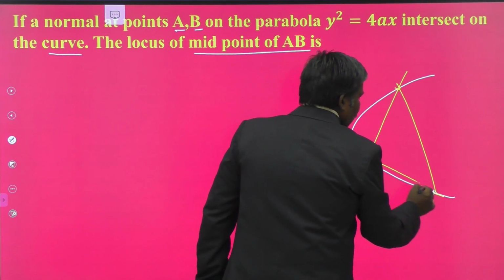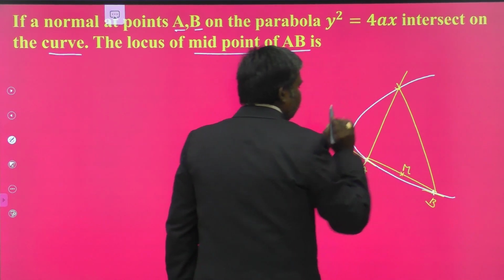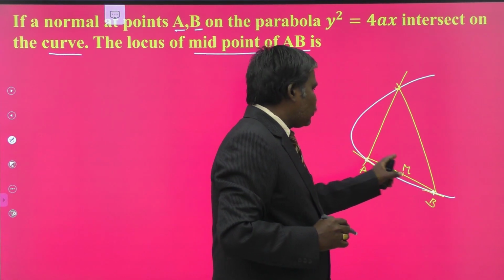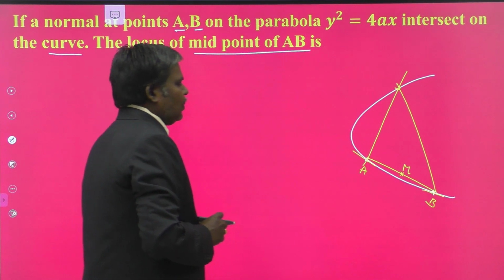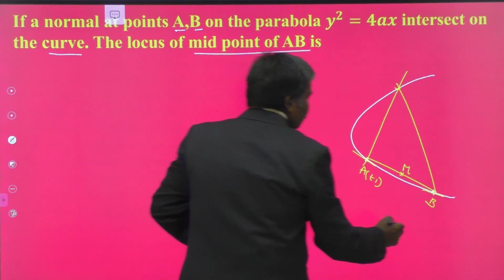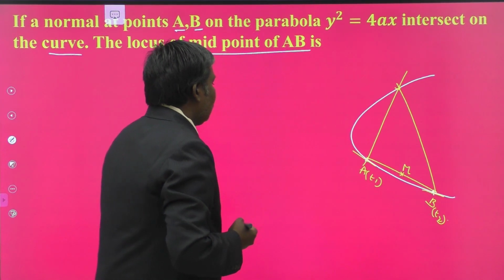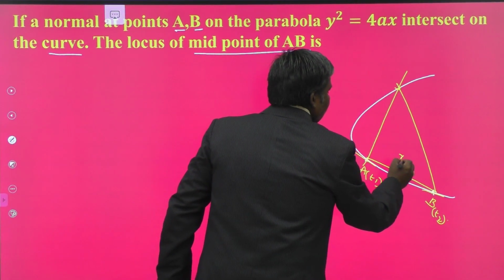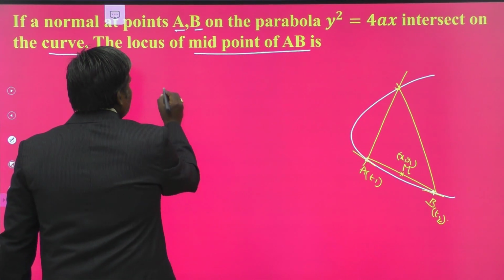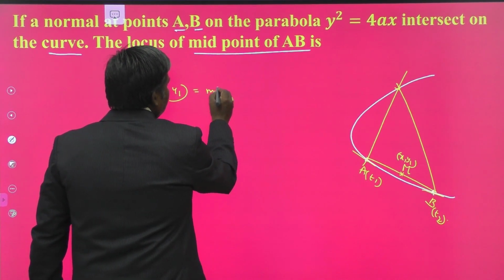You have to find out the locus of midpoint of AB. This is M. In the previous problem, we found AB square. Here we have to find out the locus of midpoint of AB. So in the same manner, the coordinates of A are (at1 square, 2at1) say, and the coordinates of B are (at2 square, 2at2) say. The midpoint is (x1, y1). You are going to find out the locus of M. So (x1, y1) is equal to the midpoint of AB.